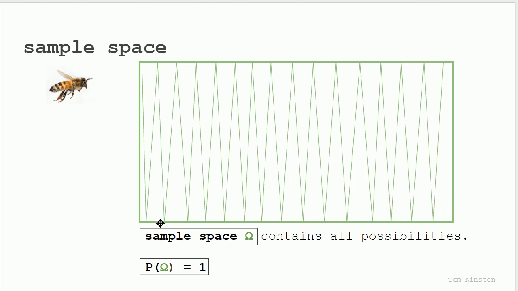This field is a metaphor for what is considered a sample space. A sample space contains all the possibilities that you are concerned with. And therefore, the probability of anything in the sample space happening is 1. Everything.